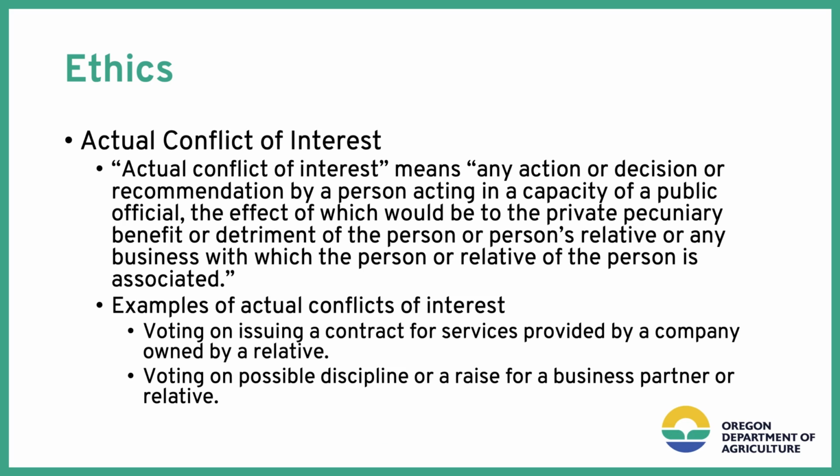So an actual conflict of interest is a little easier. That's when you might have some financial benefit or avoidance of detriment for you or a relative, as defined, or a business which you're associated with. Some examples of this is voting on contract issues where perhaps the contract is being awarded to yourself, which actually happens quite a bit, especially in the districts with limited resources and people who do specific work.